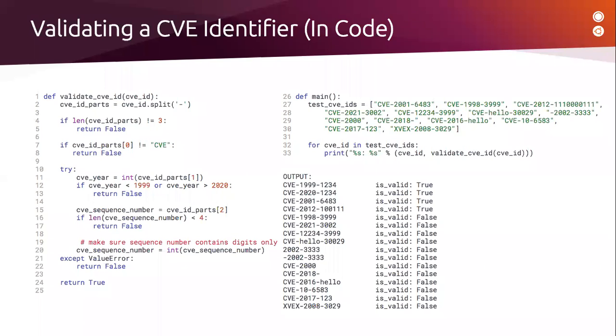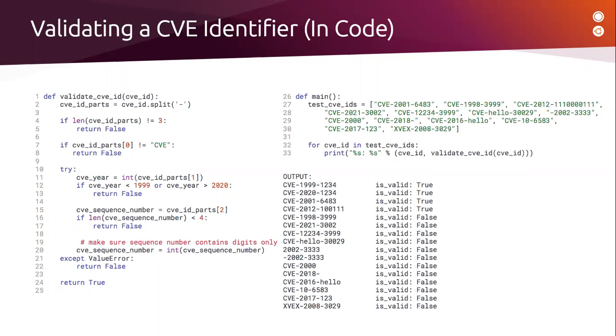The first thing I'm going to do is break my CVE up into parts on line 2, and then I'm going to check to make sure I have exactly 3 things, right? Any more or less, if I don't have the CVE, the year, and the identifier, if I don't have exactly those 3 things, then it's not a valid CVE ID. Then I'm going to make sure the first part is the letters CVE. And then I'm going to try and convert the middle portion into an integer. If it's not all digits, that call to int on line 11 is going to raise an exception, and the code's going to hop down to lines 21 and 22, where it's going to say this isn't valid.